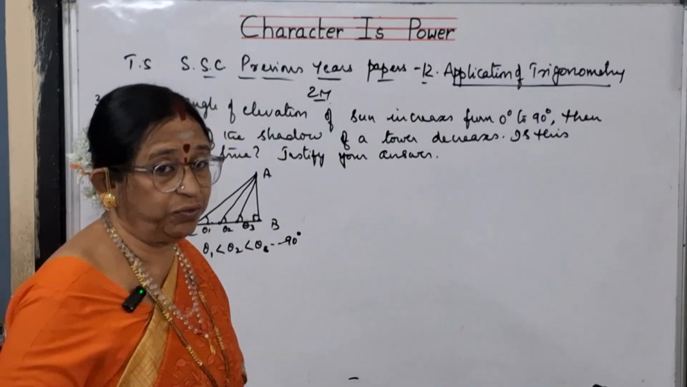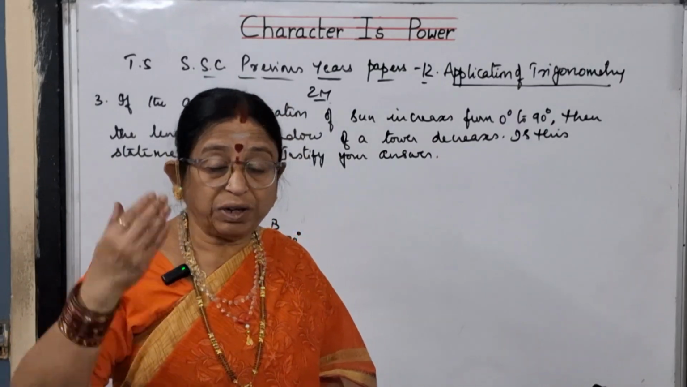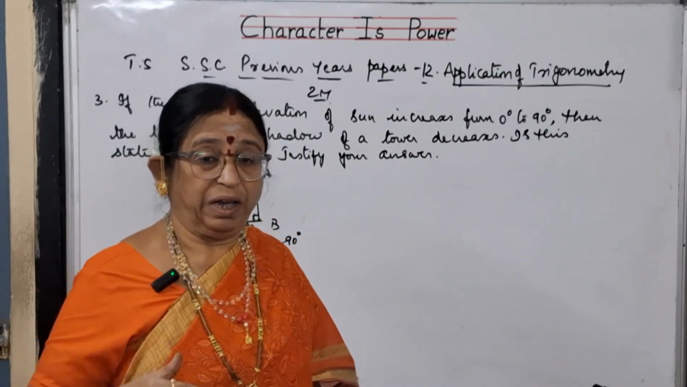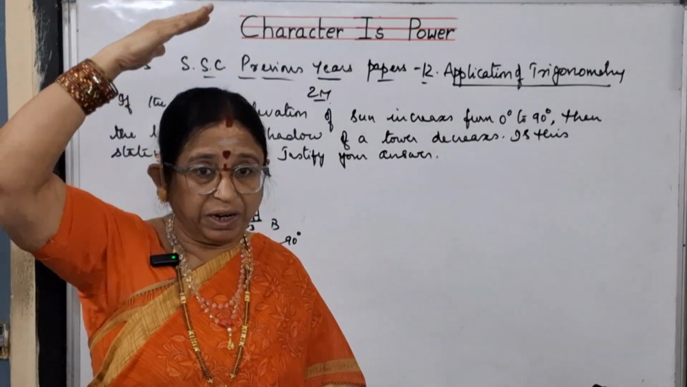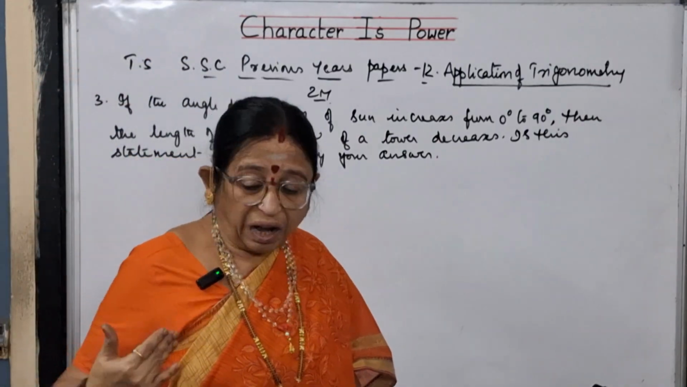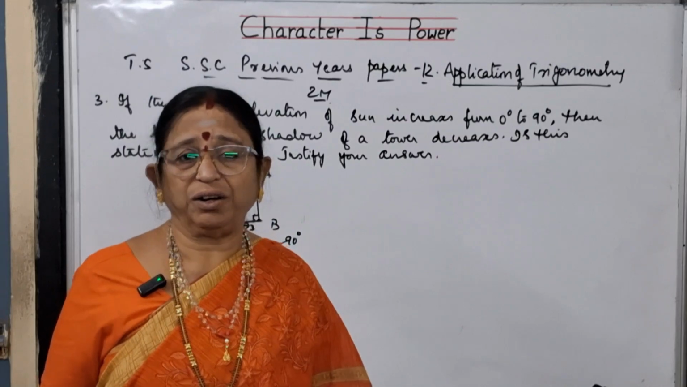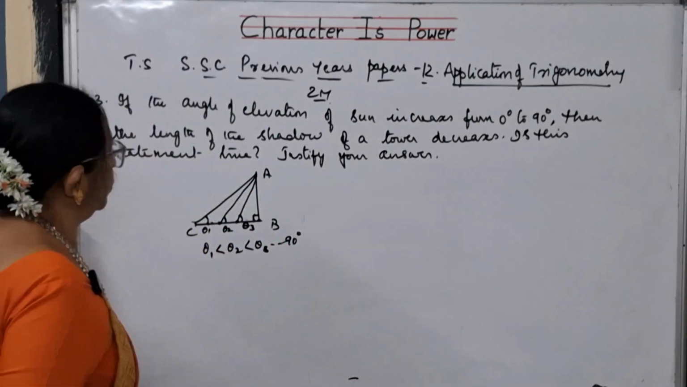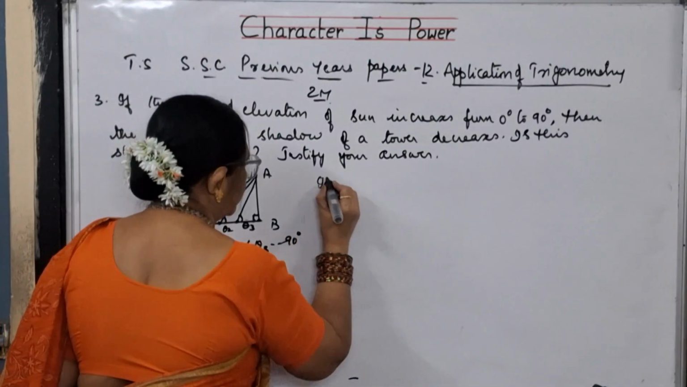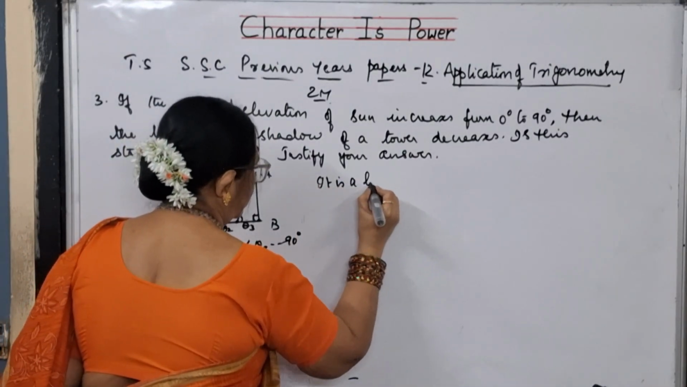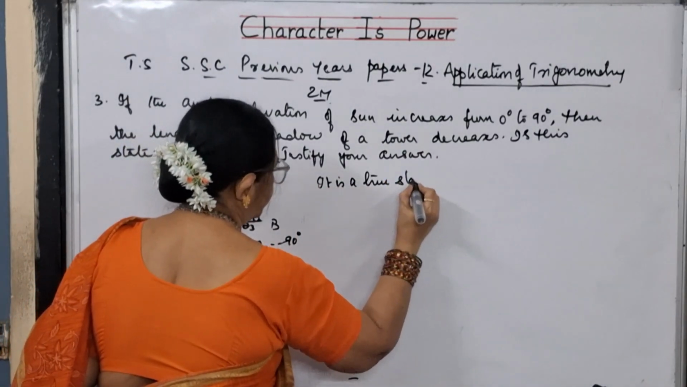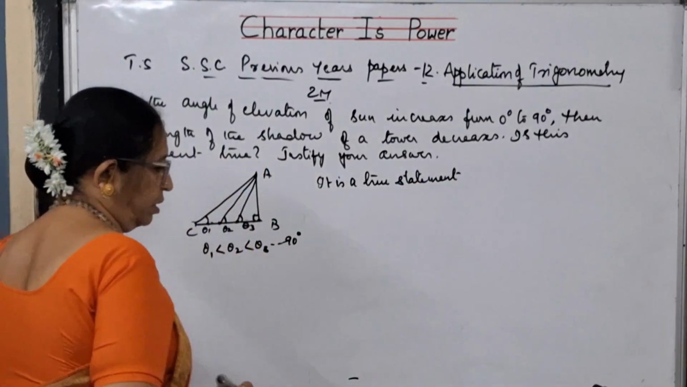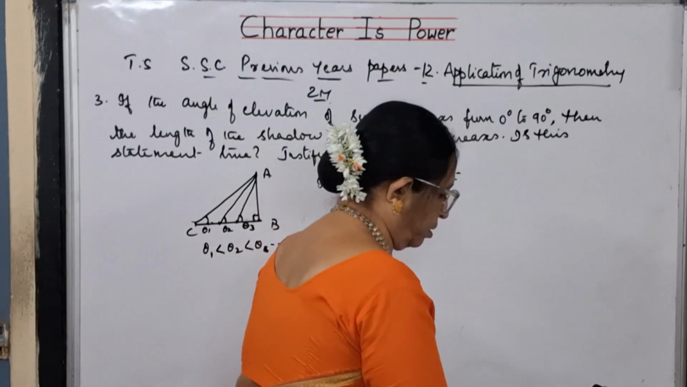We can even observe it with our own shadow when we are in the sunlight at noon. Exactly, when the sun comes upon our head, our shadow is underneath us. We can't see our shadow. So, as the angle is increasing, the shadow length decreases. So, what will you say? It is a true statement. Why do you say that it is a true statement?